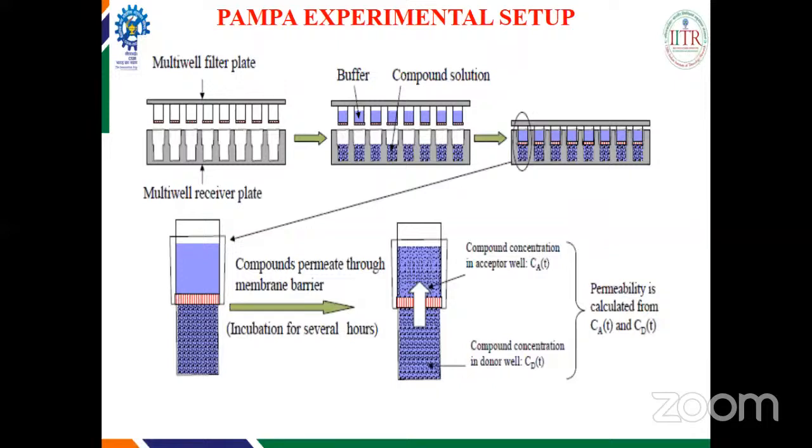This is the setup of the PAMPA plates. This is again very similar to the Caco-2 plates which I have shown you, but this is a 96 well plate system, where again it also has two sides, the donor as well as the acceptor side. You put the compound in the donor side and you measure in the receiver side, and then you calculate the permeability of the molecule.